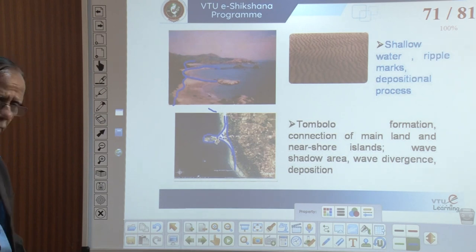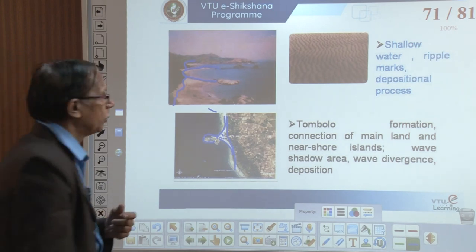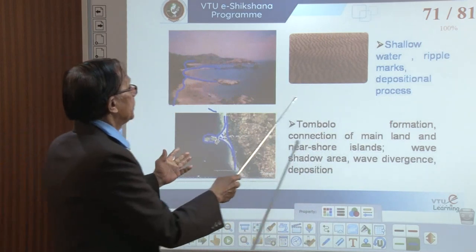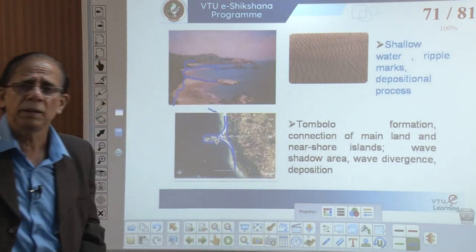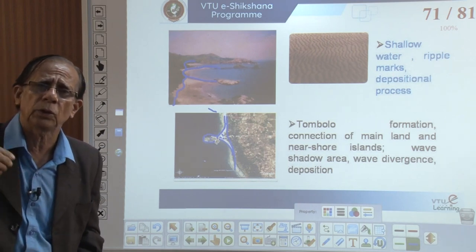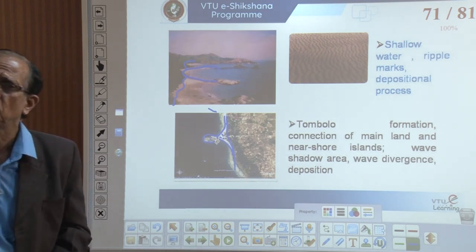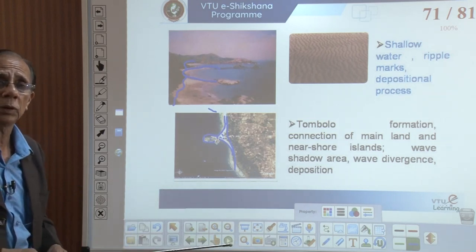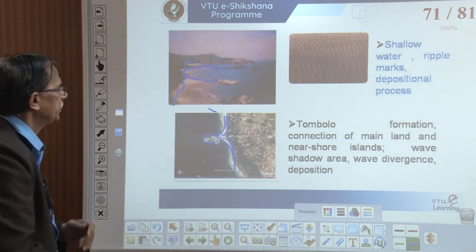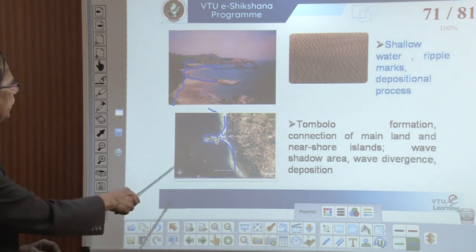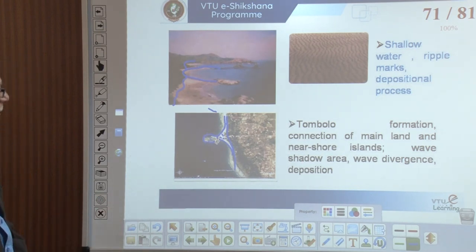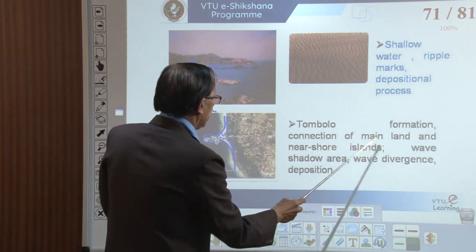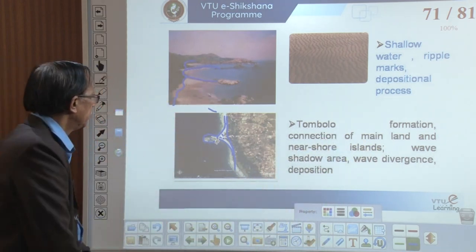This is another attraction. The very landform, the coastal features we find in shallow water, a kind of ripple mark. These are all indications, signboards of some kind of activity. What is that signboard? There is shallow water, there is deposition. This deposition may develop somewhere into this kind of structure. Now, these are all attractive for recreation centers. How tombolo? Connection of the mainland and the nearshore island.